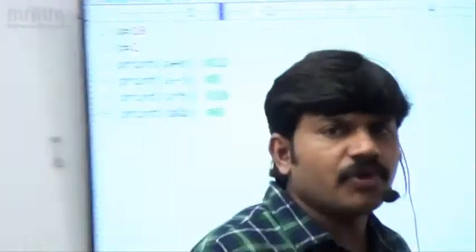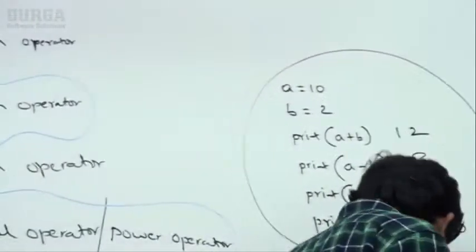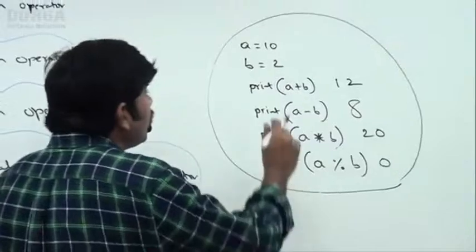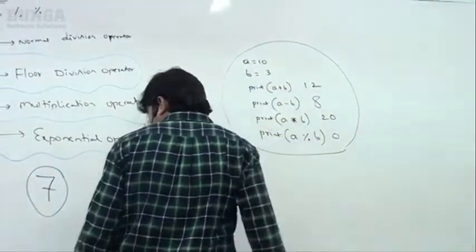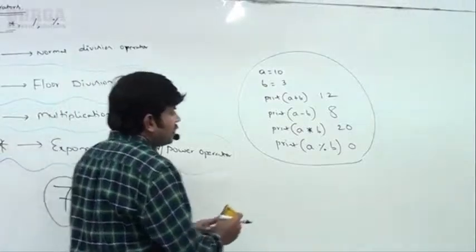Now I want to go for one more small example, sir. Here, assume that B is 3. Assume B itself is 3, like this.